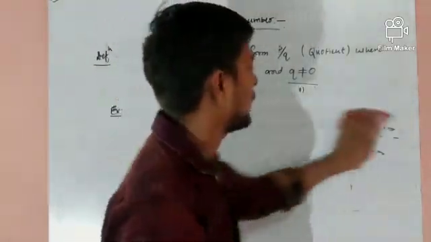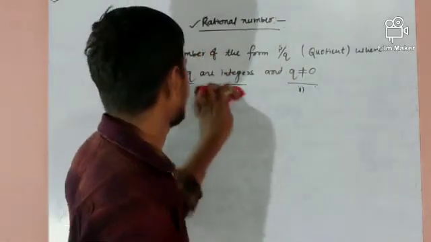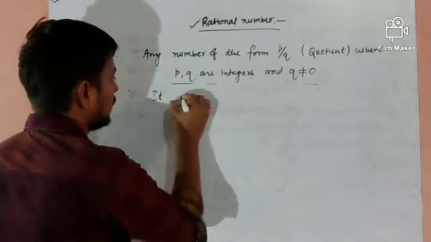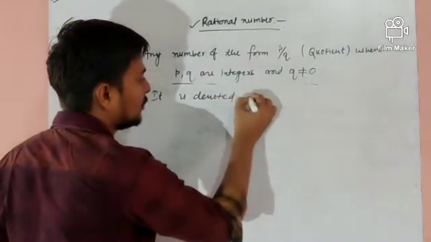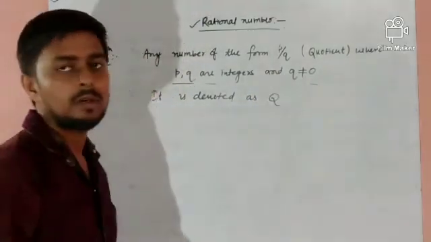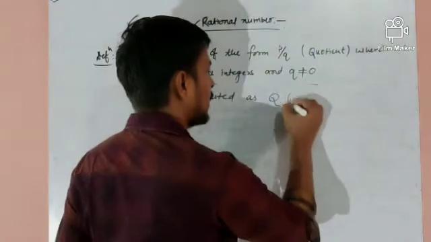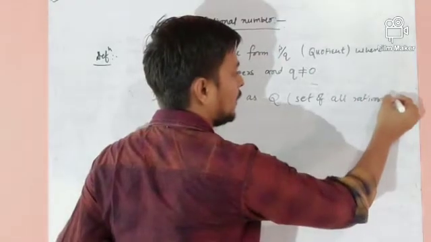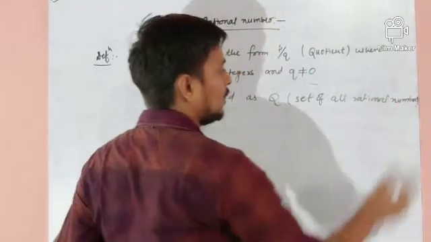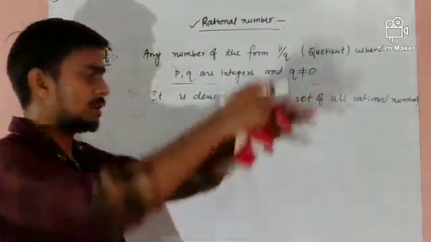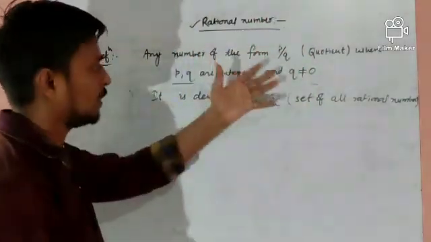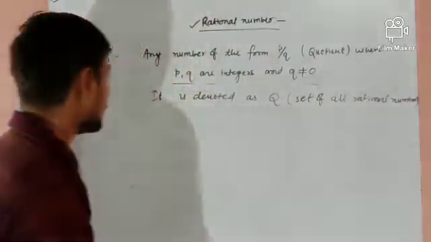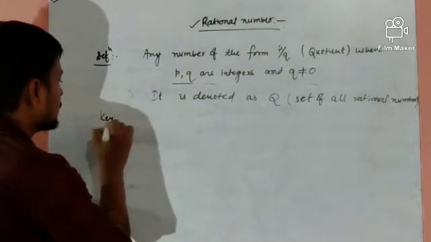So these are the examples of rational number. The set of all rational numbers is denoted as Q. Set of all rational numbers means when you collect the whole collection of rational numbers at one place, that will be denoted as Q. Some important key points.